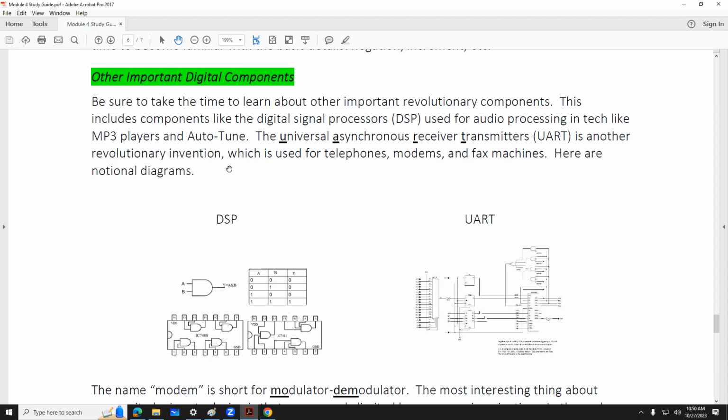That's an excellent point. The thing that I'm trying to stress here is that a digital signal processor and a universal asynchronous receiver transmitter, a DSP and a UART, are things that move the media, the ones and zeros. In particular, we have things like auto-tune and MP3 players, telephones, modems, fax machines, all of that. These are the digital components that are responsible for moving ones and zeros.